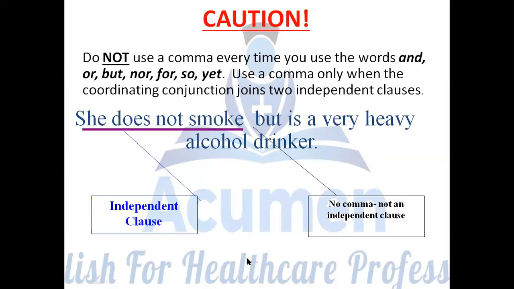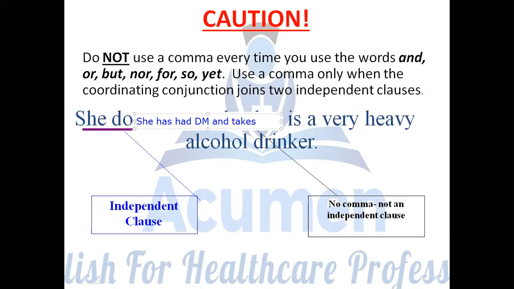Okay, so if both your criteria are met, then you can connect it as a dependent sentence. So you can have such a sentence where you write, for example, she has had diabetes and takes metformin. Here, has had is present perfect and takes is simple present. So that's not a problem.